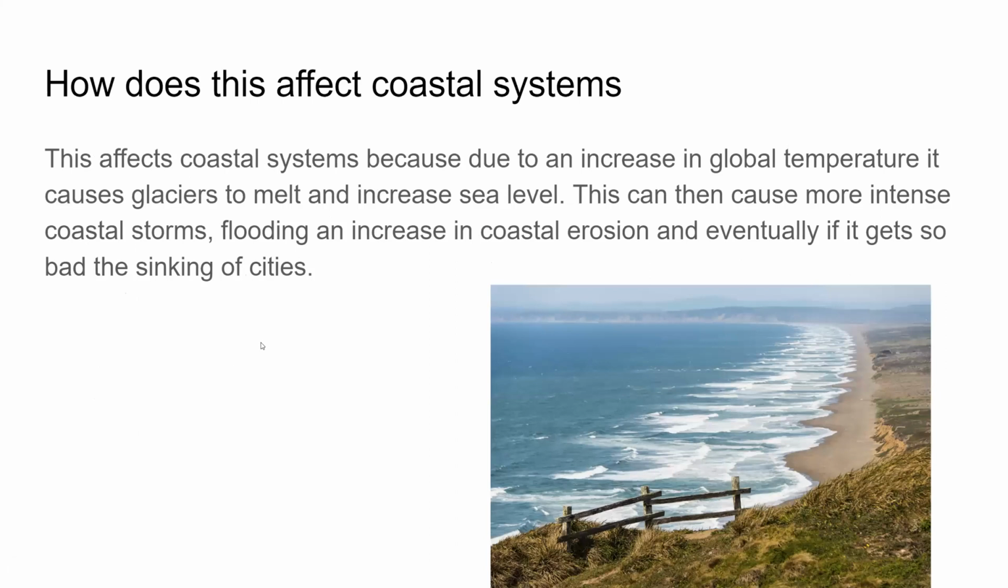How does this affect coastal systems? All right, so this affects coastal systems because due to an increase in global temperature, it causes glaciers to melt and an increase in sea level. This can then cause more intense coastal storms, flooding, and an increase in coastal erosion, and eventually, if it gets so bad, the sinking of cities.